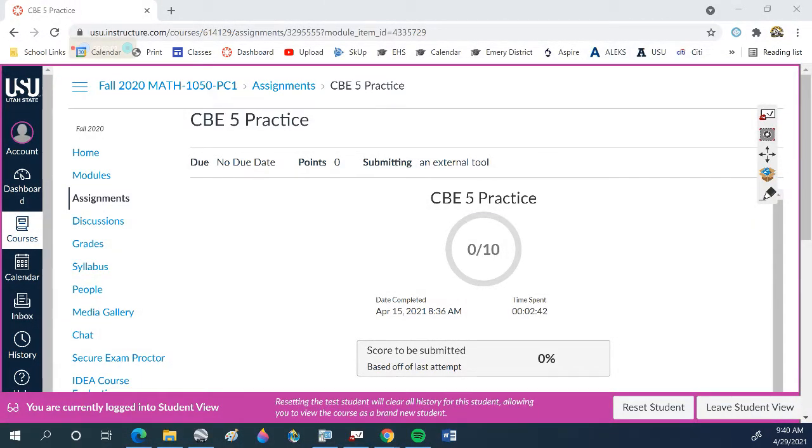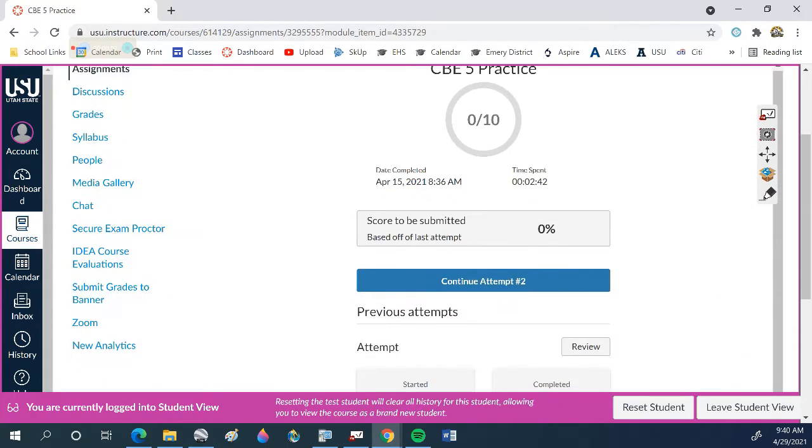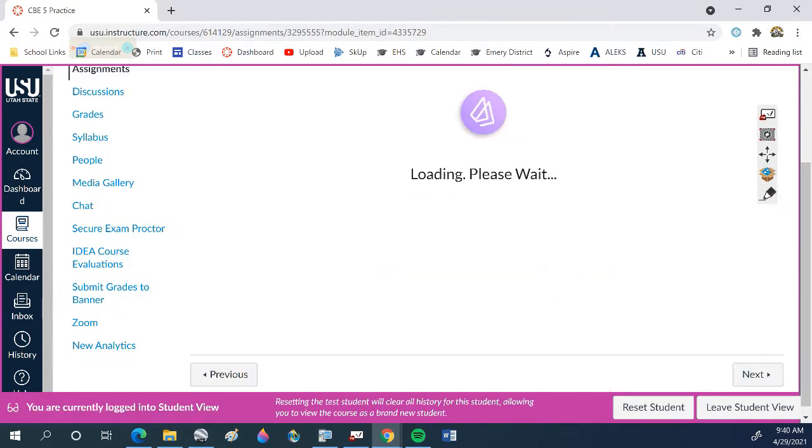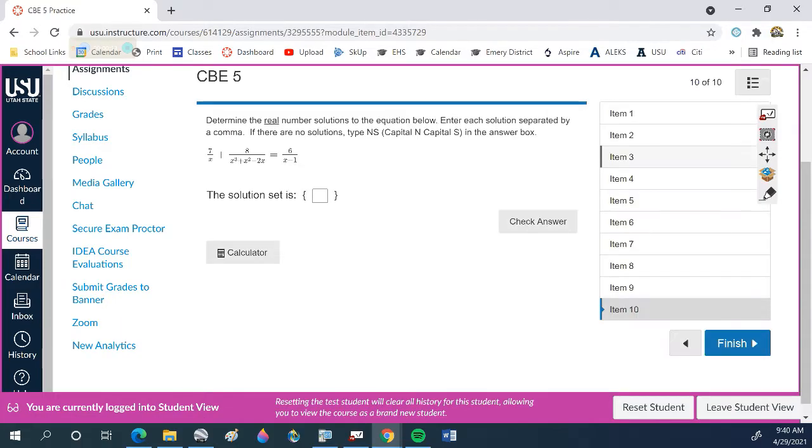Okay, CBE number 5. So, determine the real number solution to the equation below. Enter each solution separated by a comma. If there are no solutions, then type NS in the answer box.